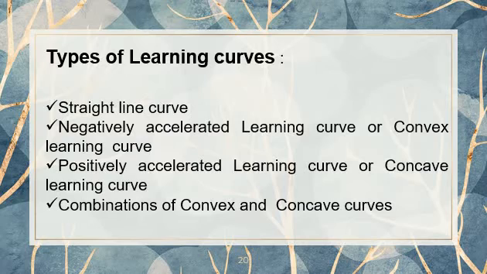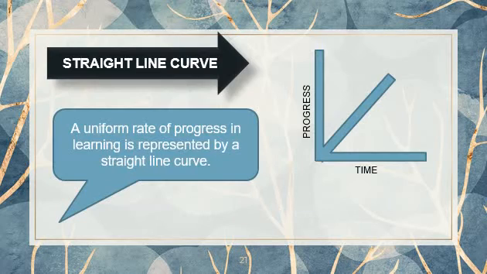There are 4 types of learning curve: straight line curve, negatively accelerated learning curve or convex learning curve, positively accelerated learning curve or concave learning curve, and combinations of convex and concave curve. First one is straight line curve. A uniform rate of progress in learning is represented by a straight line curve. This type of curve is seldom found as it shows constant rate of improvement in terms of material learned correctly or in terms of reduction of errors per trial.